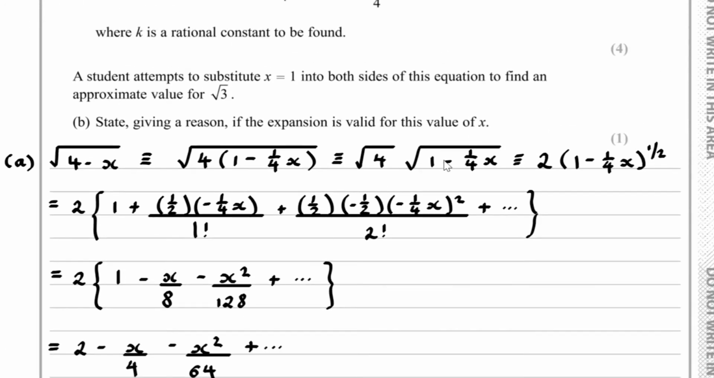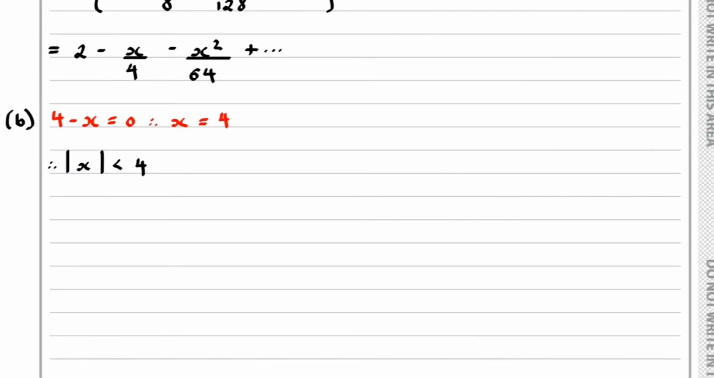There is another way we could have figured that out. If I take a look at the 1 minus 1/4 x, I could have done this by stating that I've got the mod of minus 1/4 x being less than 1, in which case the mod of x is less than 4. So there are two ways of doing it. And so therefore we can conclude that x equals 1 can be used.